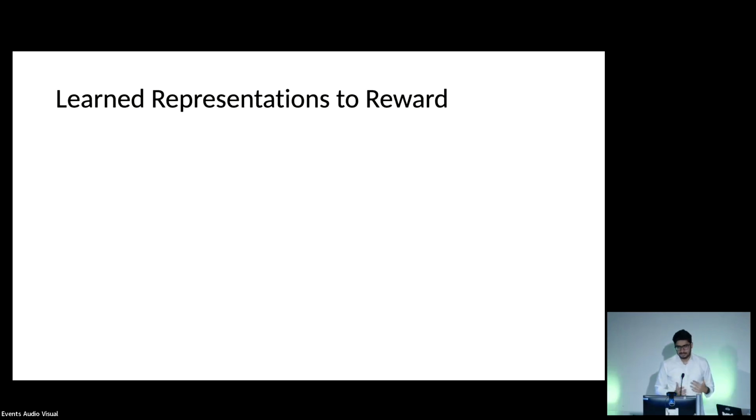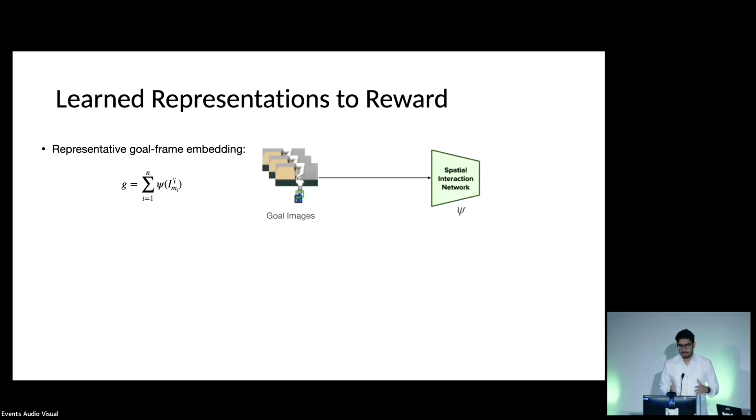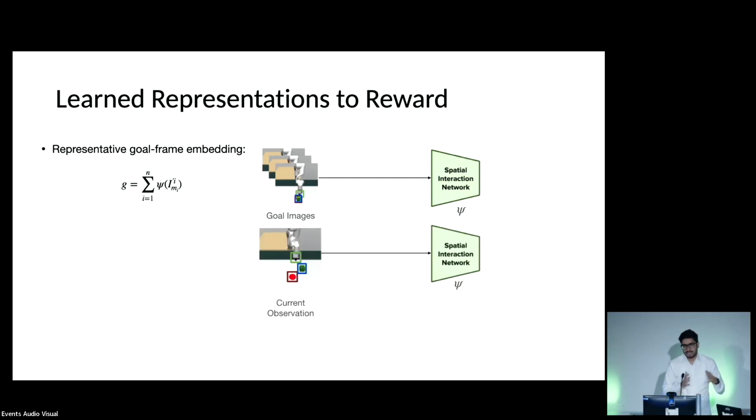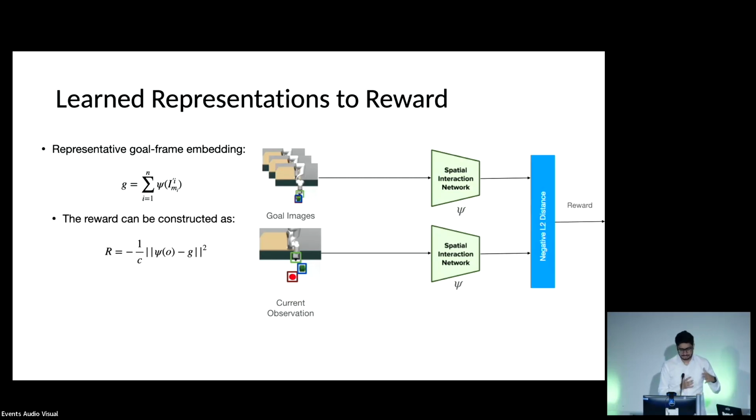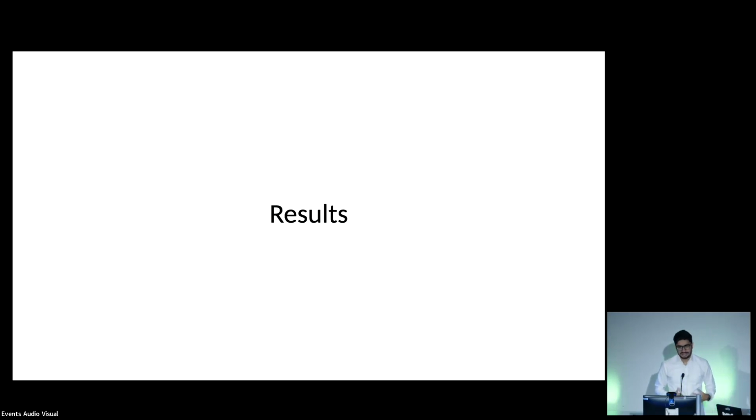Once we've trained the network for alignment, we can extract the reward as follows. We first compute a representative goal frame embedding by taking the goal frame embedding for each of the videos in the demonstrations and then taking its average. Then when we are doing reinforcement learning, we take the current observation, pass it through trained spatial interaction networks to obtain an embedding, and the reward is then defined as the negative distance between the current observation embedding and the representative goal frame embedding. Now I'll go over our results.